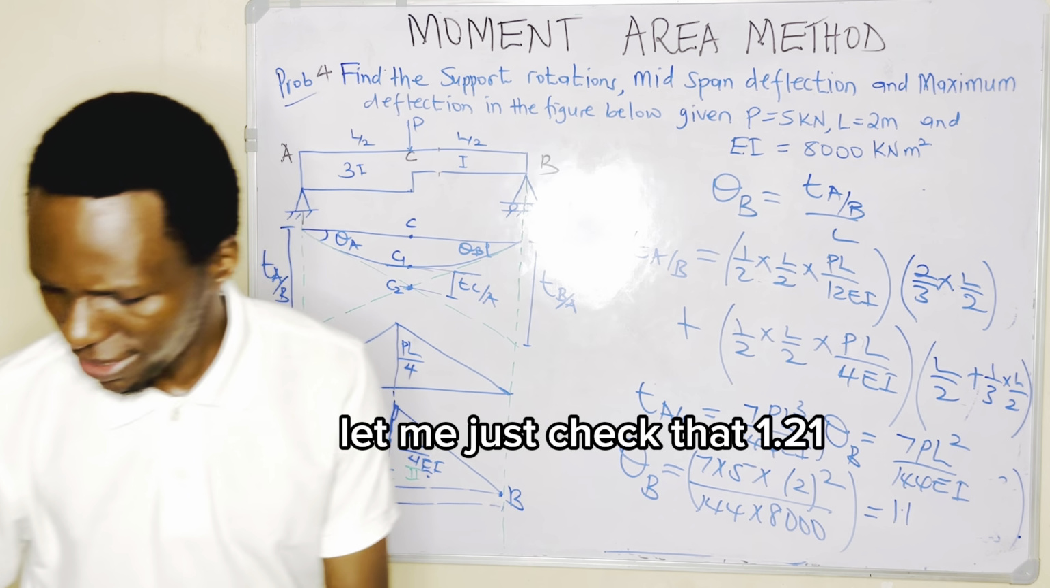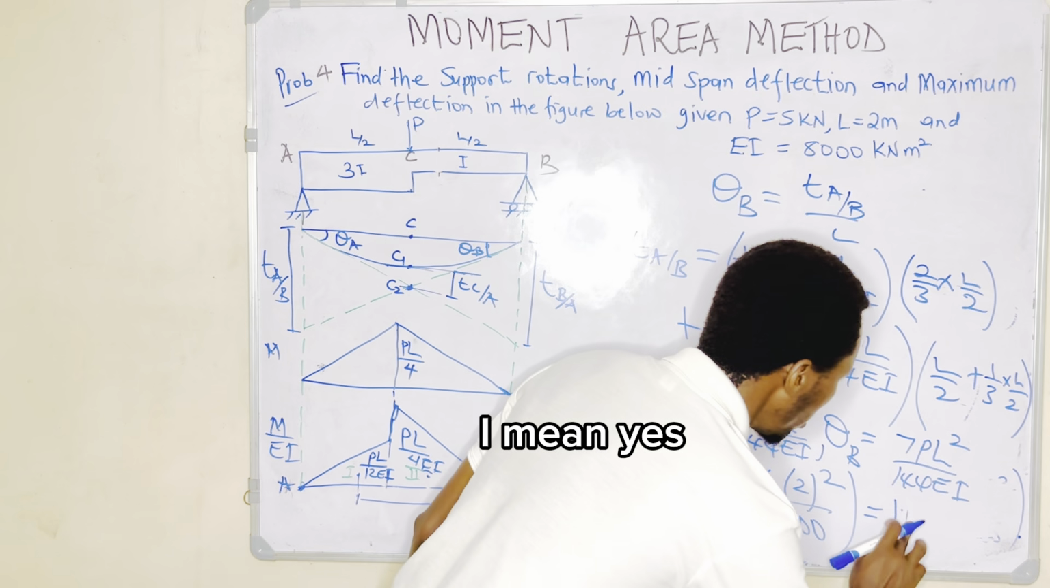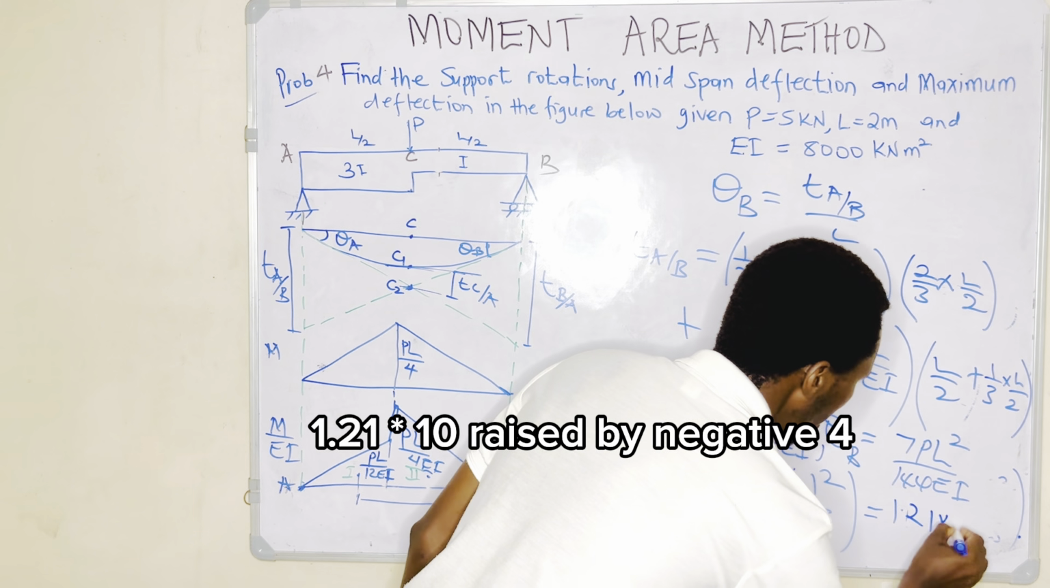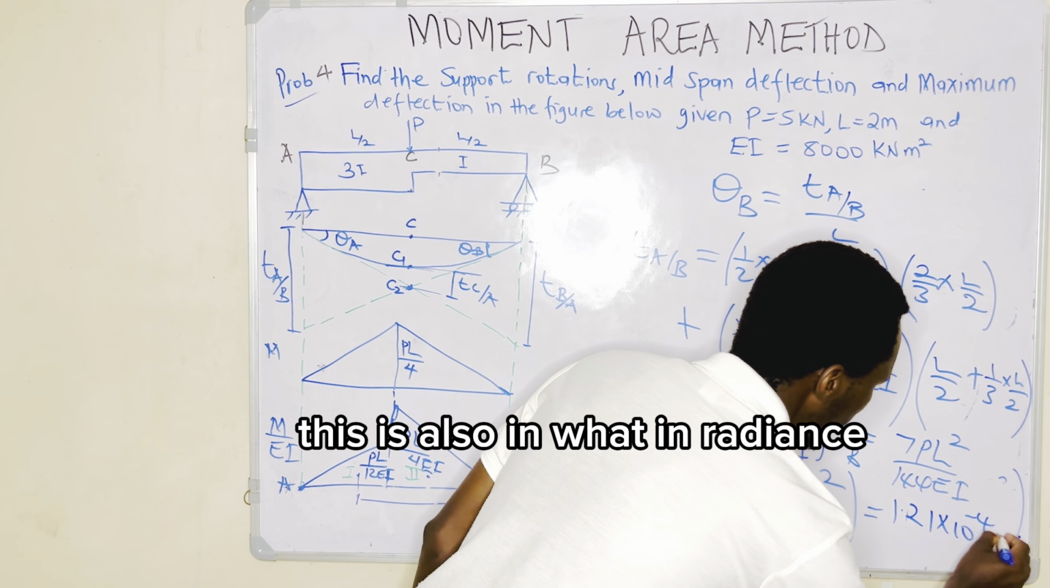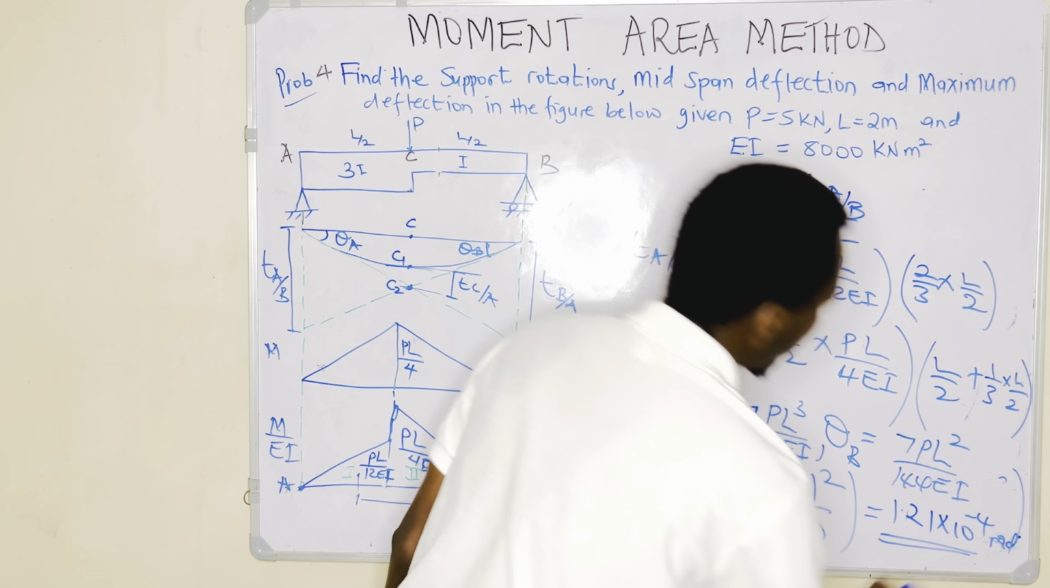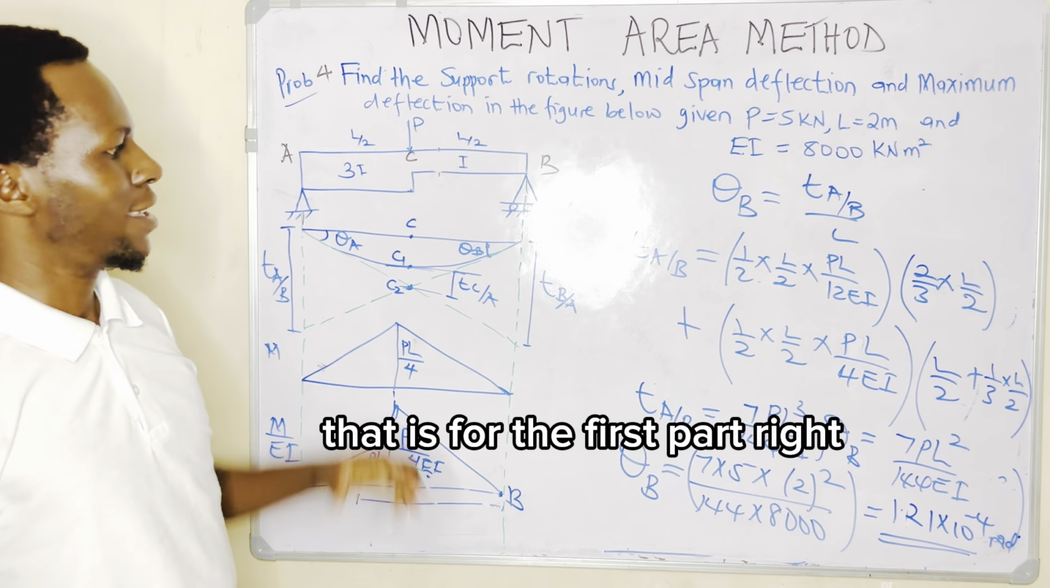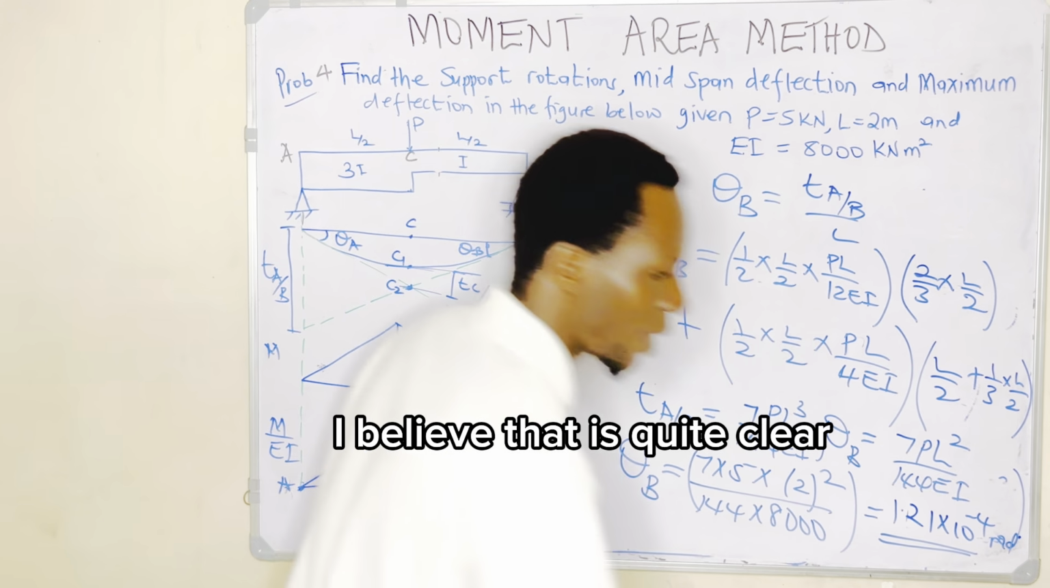1.1. Let me just check that. 1.21. I mean, yes, 1.21 times 10 raised to power negative 4. This is also in what? In radians. That is for the first part. Right, I believe that is quite clear.